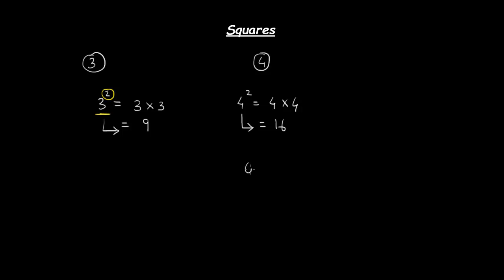What will be the square of 6? It is 6 raised to 2, which is 6 multiplied by 6, which is equal to 36. So 6 squared will give you 36. It's as simple as that. Now let's move on to the next topic.